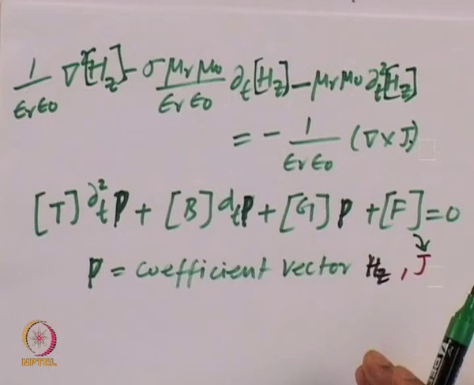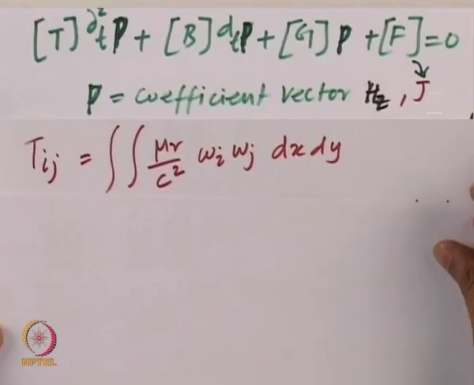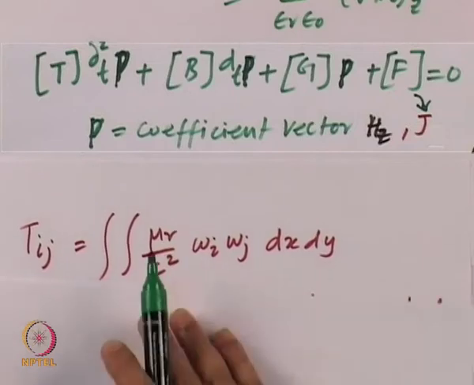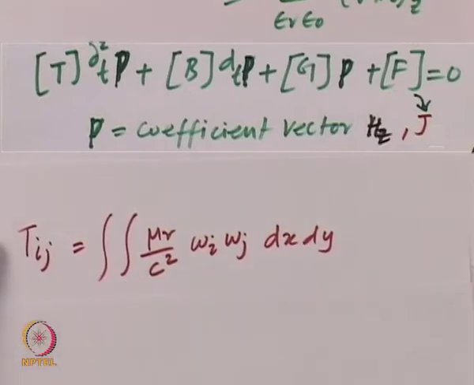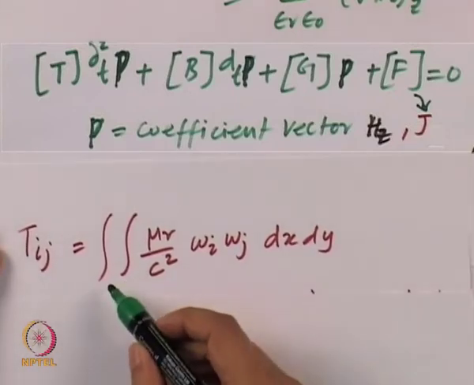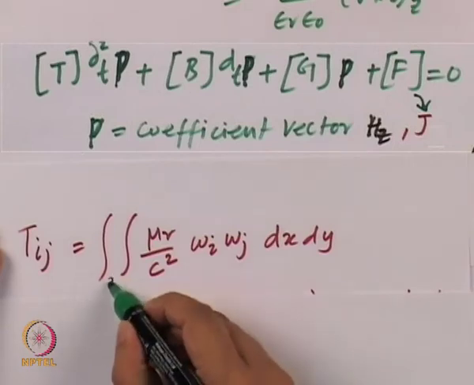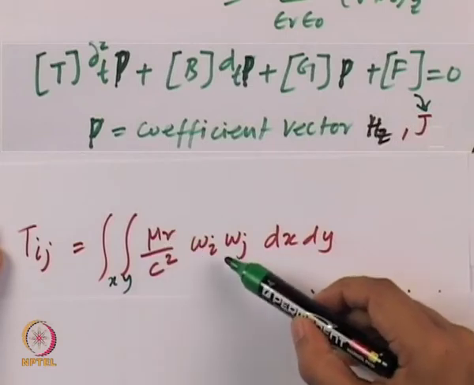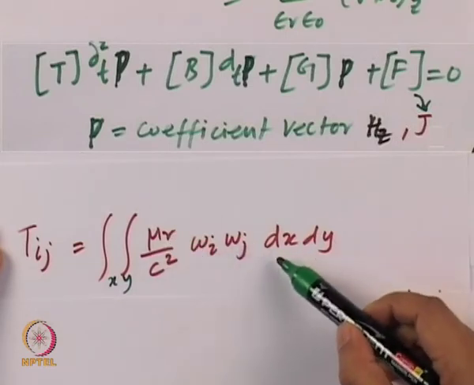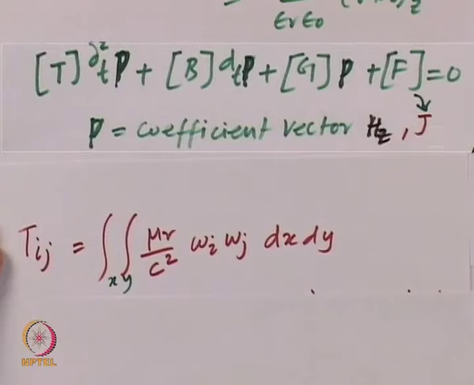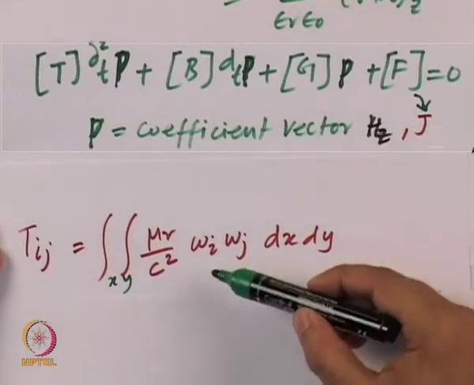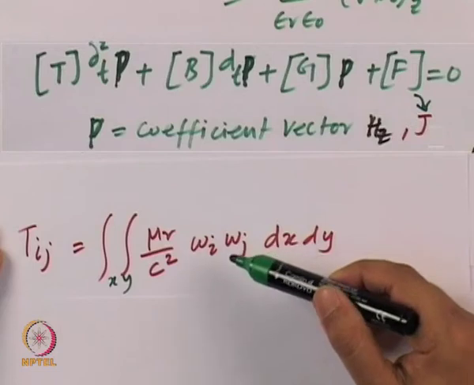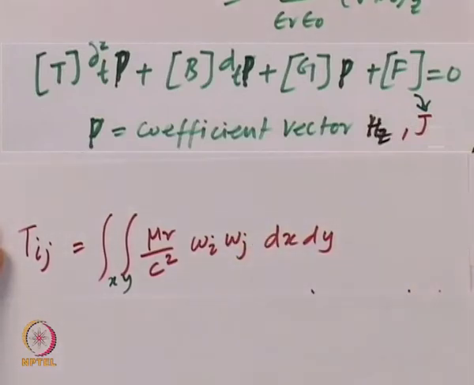We will see that the value of T in this equation is going to be given by a surface integral, so it's in 2 dimensions. You have the x and y integral of mu r by c square wi wj dx dy. wi and wj are the weighting functions in i and j, so in x and y direction respectively.